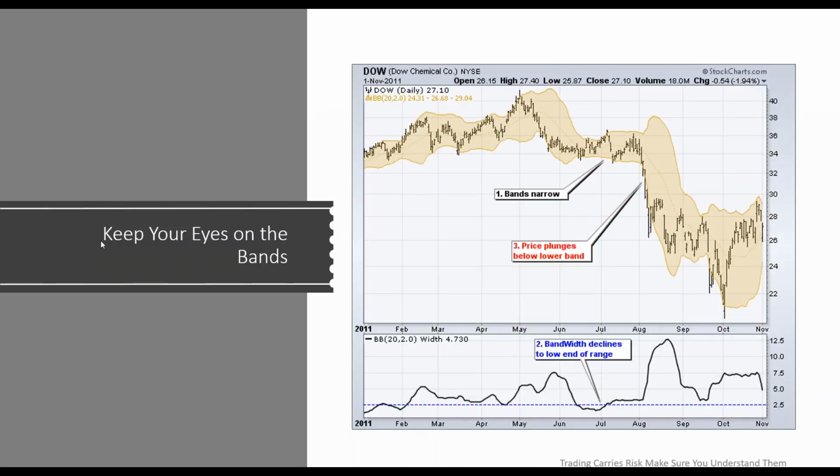So you want to keep your eyes on the bandwidth. One of the reasons you might want to use the bandwidth indicator at the bottom of your charts is that it's going to tell you when the bands are very contracted. Because when you see it like here, we see it reading steadily at 2.5. That's a very, very narrow band. We know at some point it's got to break out of that band. We don't know whether it's going to break out upward or downward, but we know it's going to break out and those bands are going to start to get wider.